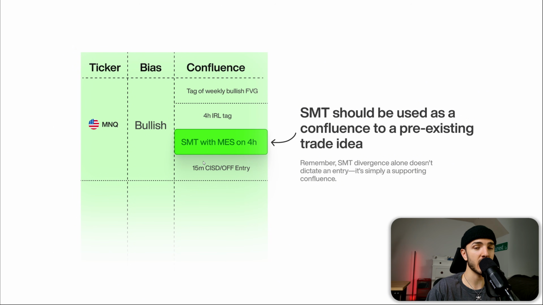From there, we're looking for our entry model, right? So I'm looking for my 15-minute change in state of delivery or order flow flip entry. So do you see how I'm not just taking this trade based on SMT, but more so using it to add probability to a pre-existing trade idea?